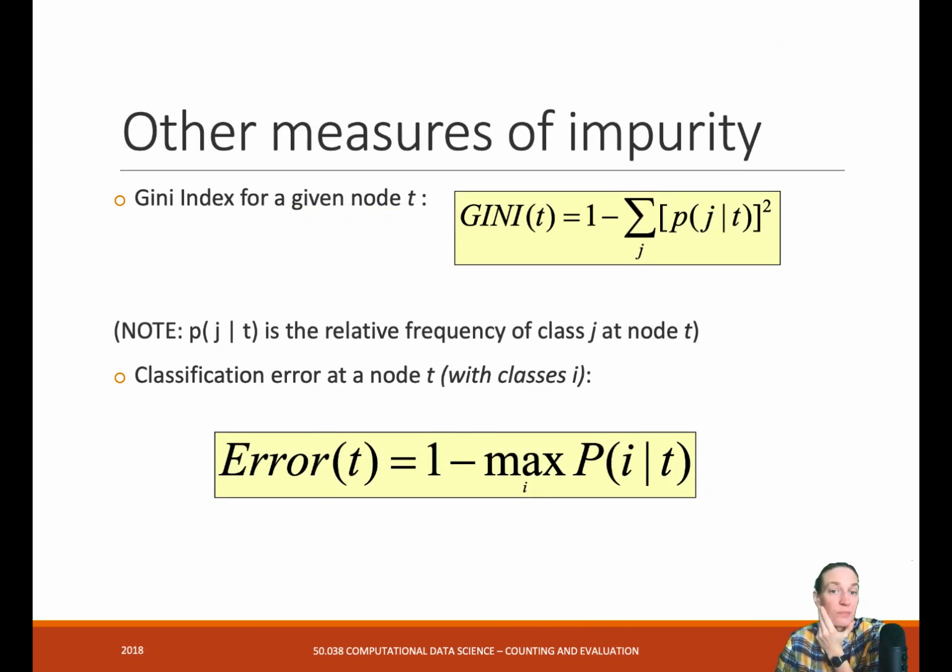All right, other measures of impurity. I mentioned Gini, which is quite related to entropy. And Gini has the following formula. Basically, it forgets the logarithm, but just sums the squared probabilities. Okay. Again, Pj given t is the relative frequency of class j at node t. We can also use classification error at node t with classes i again. So in this case, the classification error is defined as 1 minus the maximum probability of Pi given t.